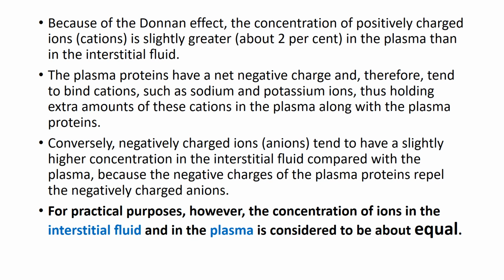Conversely, negatively charged ions, anions, tend to have a slightly higher concentration in the interstitial fluid compared with the plasma, because the negative charges of the plasma proteins repel the negatively charged anions. For practical purposes, however, the concentration of ions in the interstitial fluid and in the plasma is considered to be about equal.